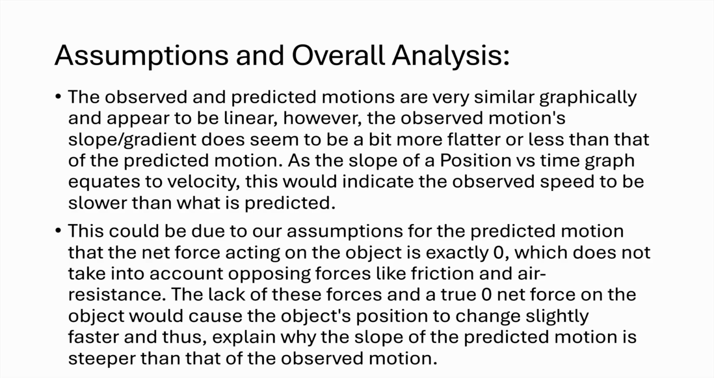The observed and predicted motions are very similar graphically and appear to be linear. However, the observed motion slope, or gradient, does seem to be a bit flatter, or less, than that of the predicted motion. As the slope of a position versus time graph equates to velocity, this would indicate the observed speed to be slower than what is predicted.